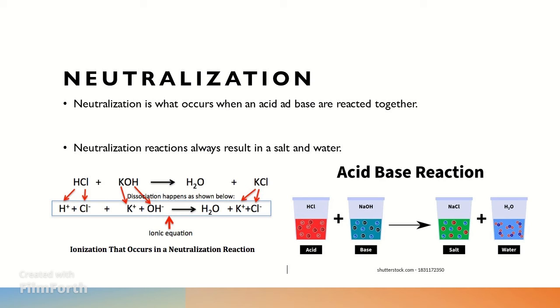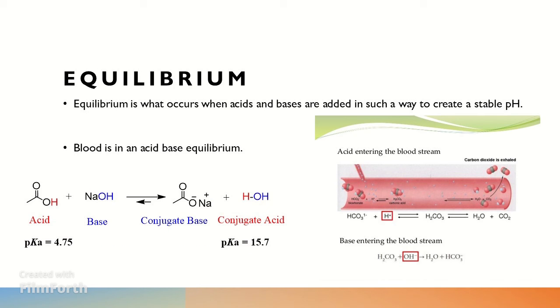that'll neutralize it. Now, the other thing that acids and bases can do, which is pretty nifty, is called an equilibrium reaction. And equilibrium is what occurs when acids and bases are added in such a way to create a stable pH. And so, for instance, your blood is an acid-base equilibrium reaction. Your blood needs to stay at a pretty consistent pH so that it maintains its ability to do what it needs to do, and so it as well is an acid-base equilibrium reaction.